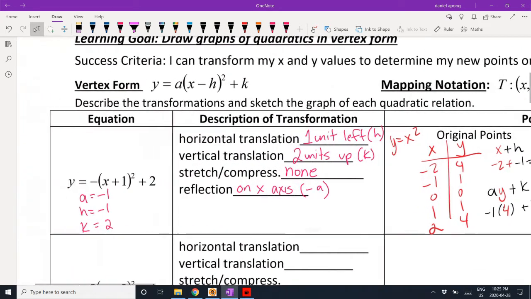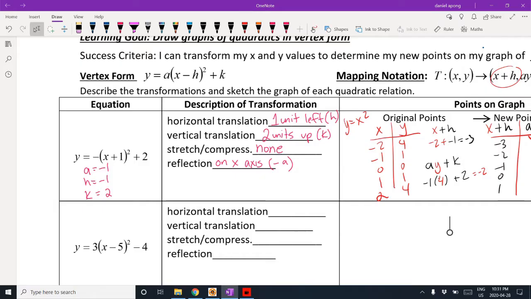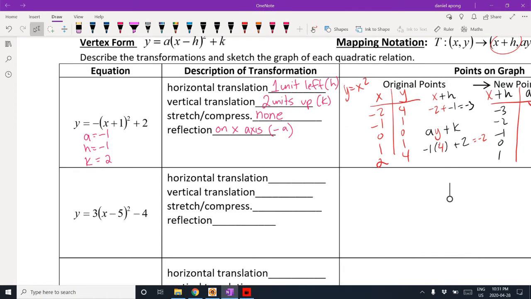Okay, let's try another example. Here we are. We're going to try our next example. So y is equal to 3 bracket x minus 5 squared minus 4. Okay, so let's just write out what we have here. So we have our a, which is equal to +3. We have our h, which is equal to +5, and our k, which is equal to -4.